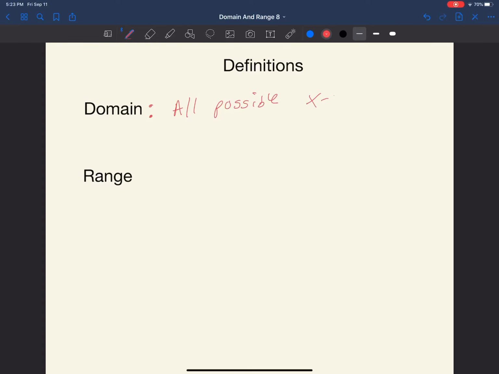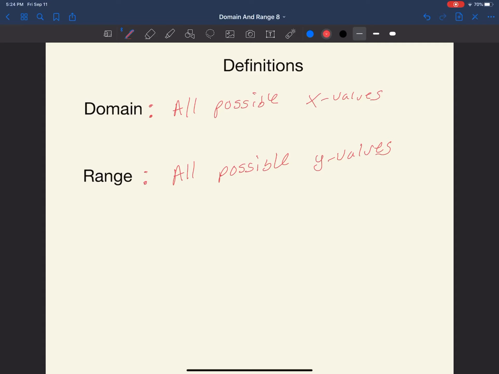x values. So we are going to put emphasis on all because we want to list every single possible x value when we list the domain. Same thing for range. We want to have all the possible y values. Again, same definition that we used back in Algebra 1, nothing really new.